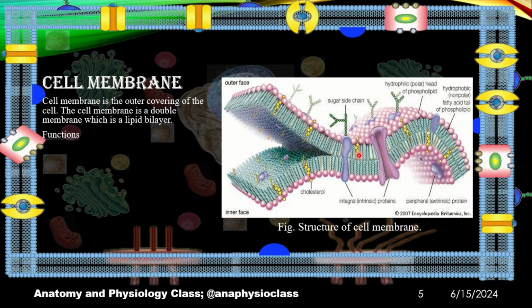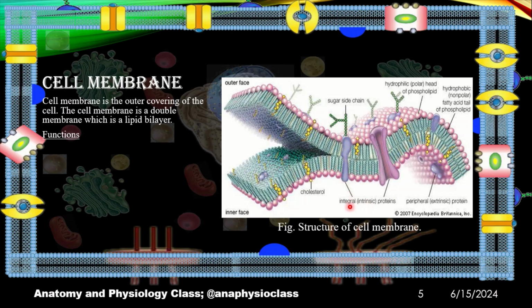Then the protein component of the cell. There are different combinations of proteins present within the cell membrane, and they are categorized into two. We have the intrinsic or integral proteins and the peripheral or extrinsic proteins. The intrinsic or integral proteins are also known as transmembrane proteins. They are proteins that pierce the entire thickness of the cell membrane. It crosses the entire thickness of the cell membrane, thereby allowing some substances to pass through it.